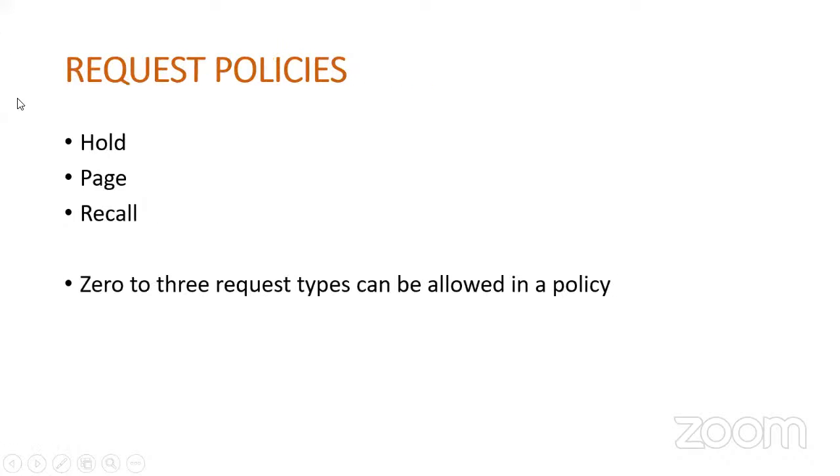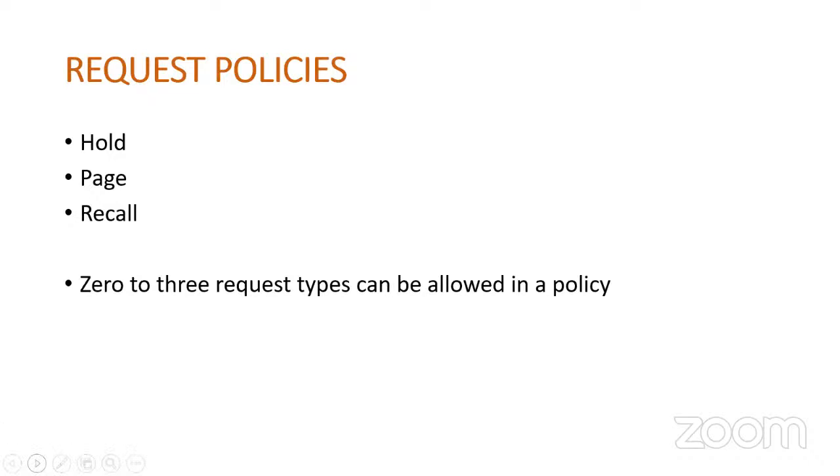The request policies really just indicate what combination of the three possible request types are possible for that particular policy. So you can have hold, page, or recall. You can also have a policy which says none of those apply. So you can have 0 to 3 different request types in a policy.